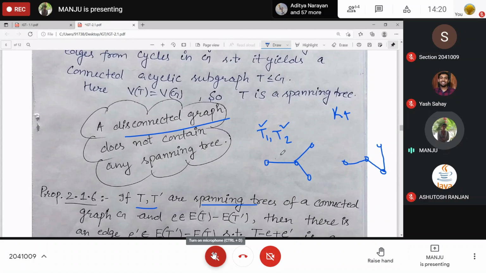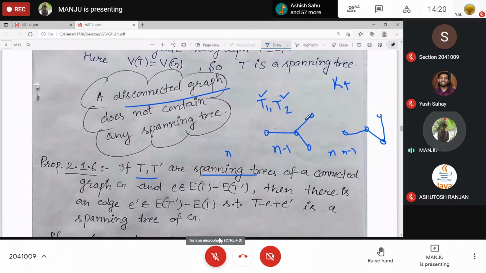Some edge will differ, and the number of edges will be the same. Okay, n minus one and n minus one over here, with n vertices. So what can be the difference? The edge. Some edge will be there which is not present here, and some edge will be here which is not present there. So if you remove this edge and add this edge, then again it will form a spanning tree.